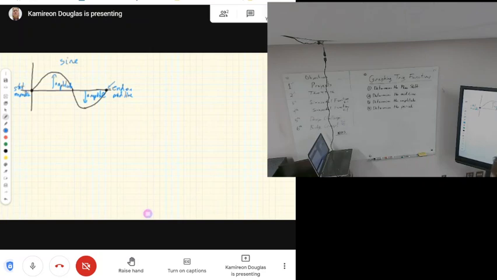Let's compare this to cosine. Cosine, instead, starts on the amplitude, travels down to the midline, travels down to the negative amplitude, travels back up to the midline, and back up to the amplitude.